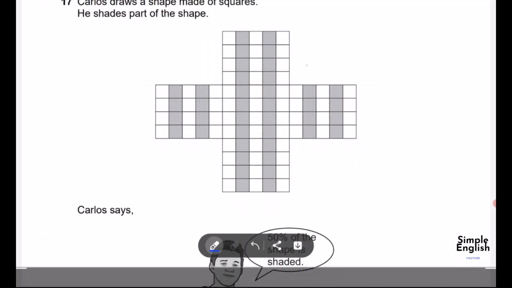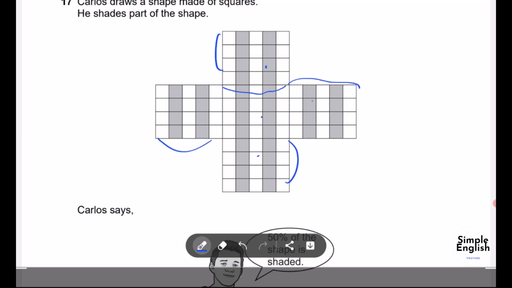We have 1, 2, 3, 4, 5 parts that are equal, right? So here is equal, and this one is equal. So let's check one part, or one face, of the square. The shaded squares are 8, right? And the white squares are 12, right? So it's not 50-50, right?